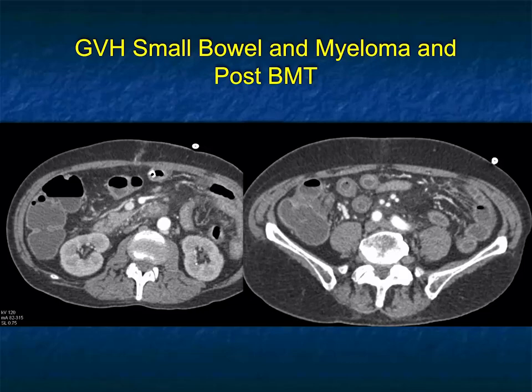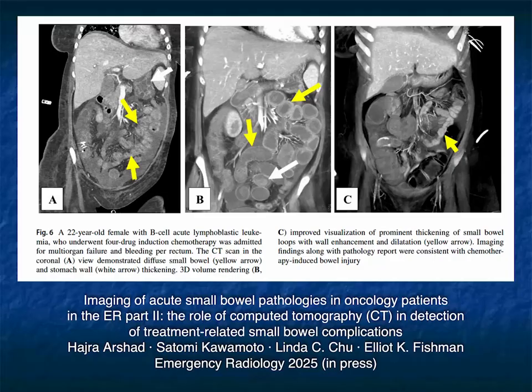And again, we saw processes like GVH much more commonly in the past. Fortunately, there are new medications that can be given to the patient to help limit or eliminate the presence of graft versus host disease in many cases.